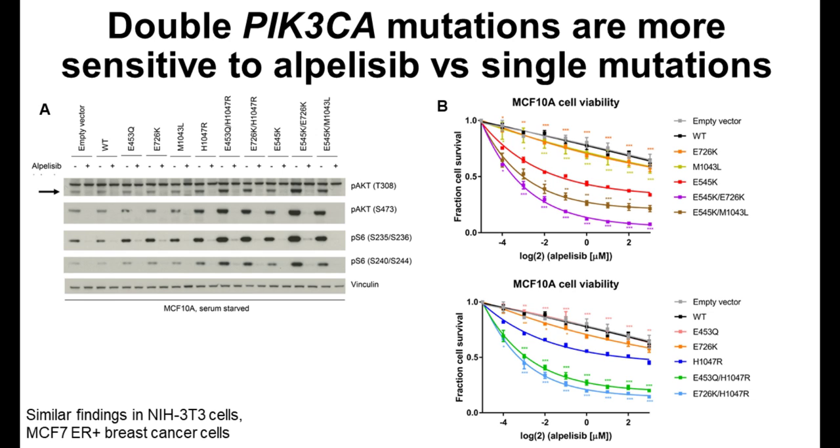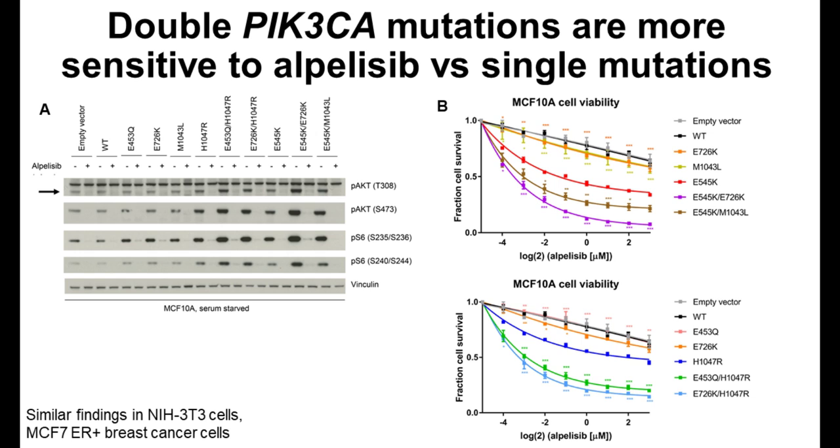In the top panel, you can see that the double mutants E545K, E726K, and E545K, M1043L, as shown in the purple and brown curves, are more sensitive. That is, the cells are killed with a lower concentration of drug compared to E545K, and in turn, E545K is more sensitive than these rare single mutants found rarely by themselves in breast cancer. And this is true in the bottom with the H1047R containing double mutants.